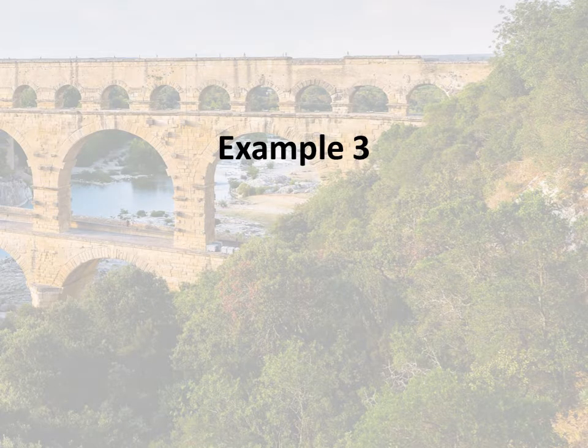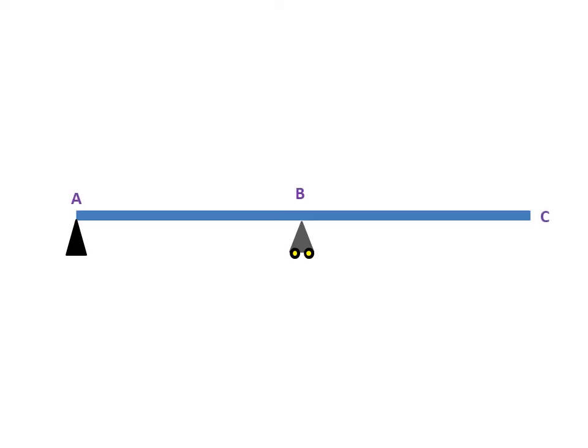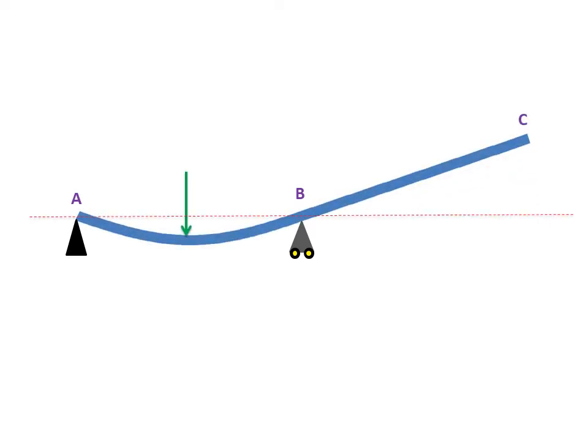Example 3. The third example is a beam with two supports and a free end. We have 3 steps to sketch the deflected shape of the beam. First, the deflection will occur around the point load. Second, there is no deflection at the supports.